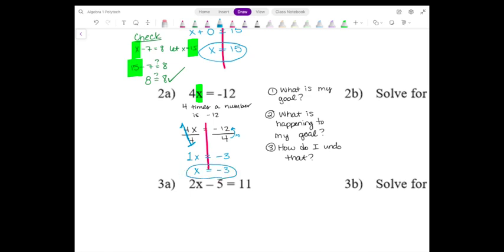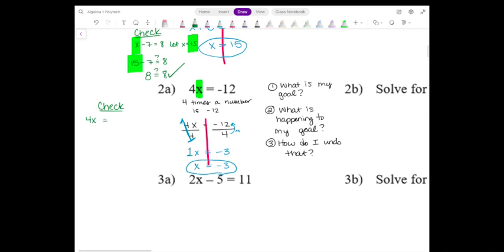Now, I want to check my answer. So what am I going to do? I'm going to plug it back in. So I've got my check, and I affectionately call this a plug and chug. It's not the mathematical term, but it is what I like to call it. So I got 4x is equal to negative 12, and I want to let x equal negative 3 and see what happens. Now, from our last section, you know that when you plug something in, it has to be in parentheses. So I have 4 parentheses negative 3. And I want to know, question mark, does that equal negative 12?